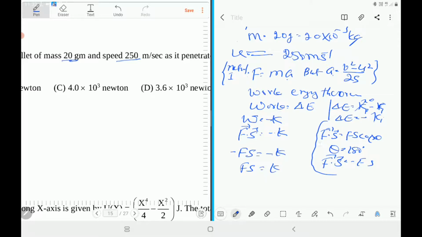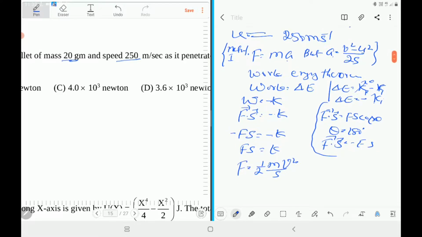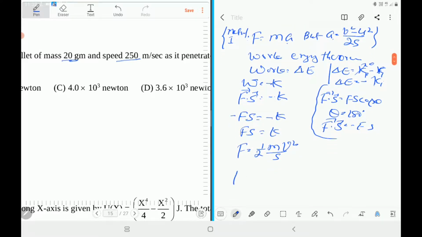In the work-energy theorem, if the bullet moves to the right, the force acts left because it is a resisting force. That's why the angle is 180, giving a minus sign. You get minus on either side. So Fs equals K. So F, which you want, is half m v square divided by S, the displacement. Now it's easy to solve.